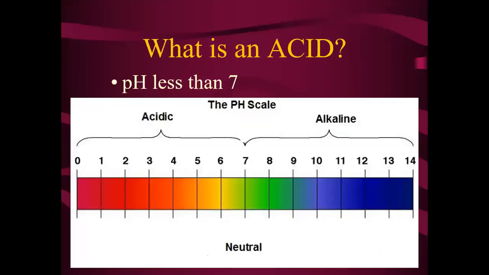Now, an acid, based on the pH scale, is any substance that has a pH of less than 7. So right here, you're seeing a pH scale. You're seeing from 7 right down to 0, and right up to 14. So anything below 7 would be an acid. That's one way we can define an acid.